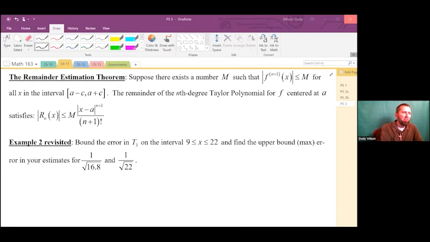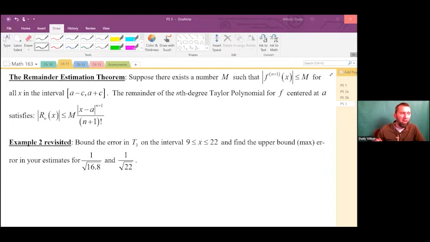The remainder estimation theorem. Suppose there exists a number, big M, such that the absolute value of the n+1th derivative of f of x is less than or equal to big M for all x in the interval a minus c to a plus c. The remainder of the nth degree Taylor polynomial for f centered at a satisfies the absolute value of Rn of x is less than or equal to big M times the absolute value of x minus a, all raised to the n+1th, over n plus 1 factorial.